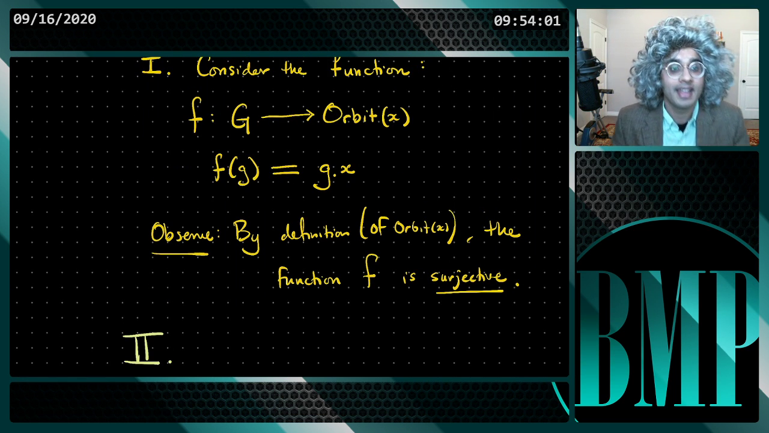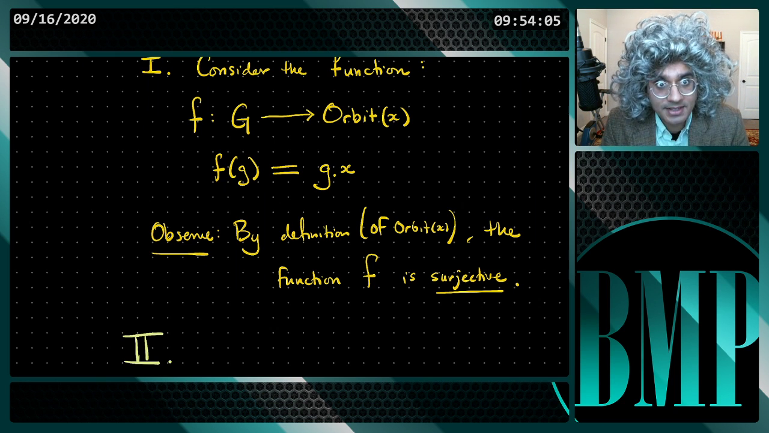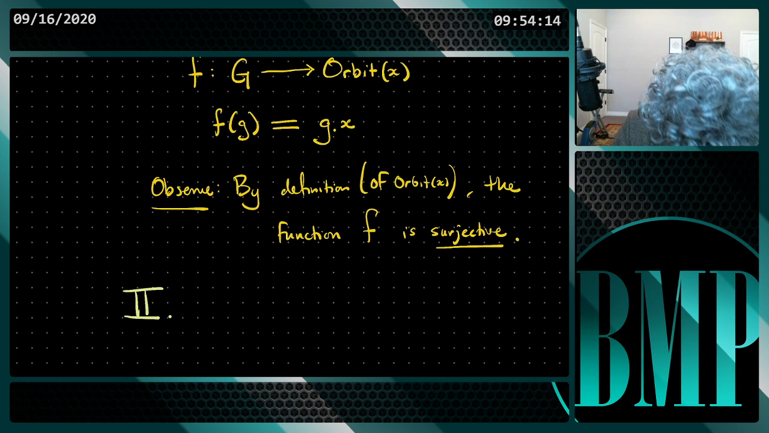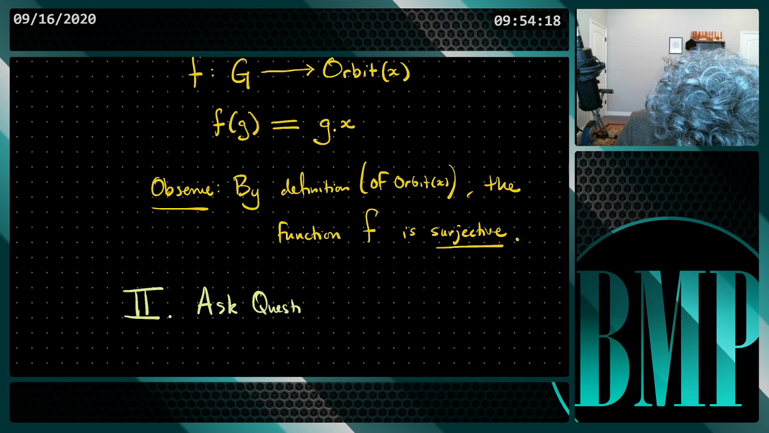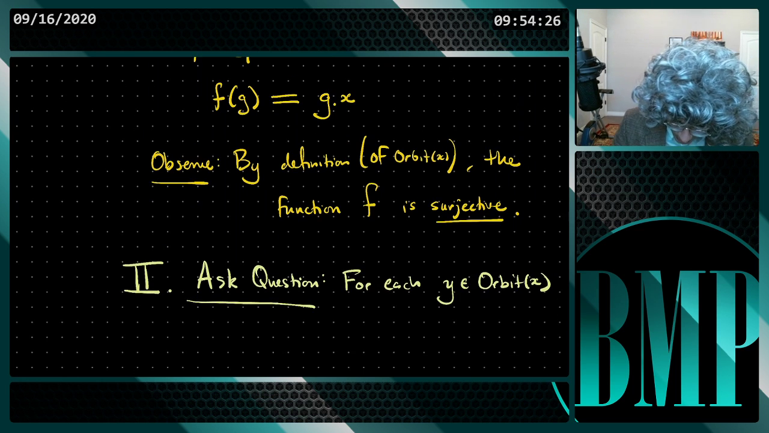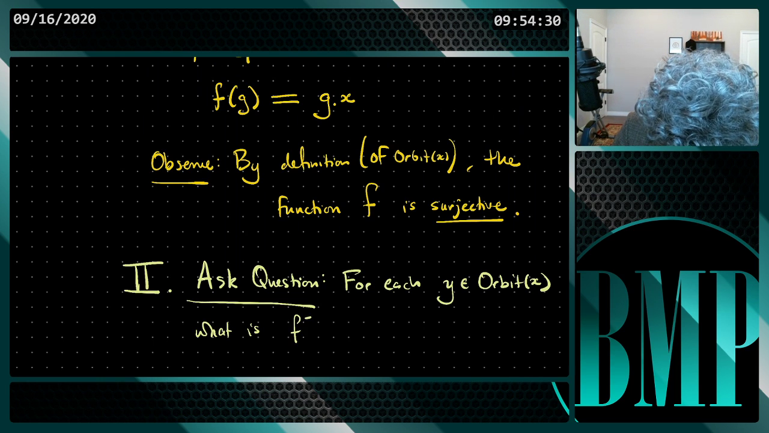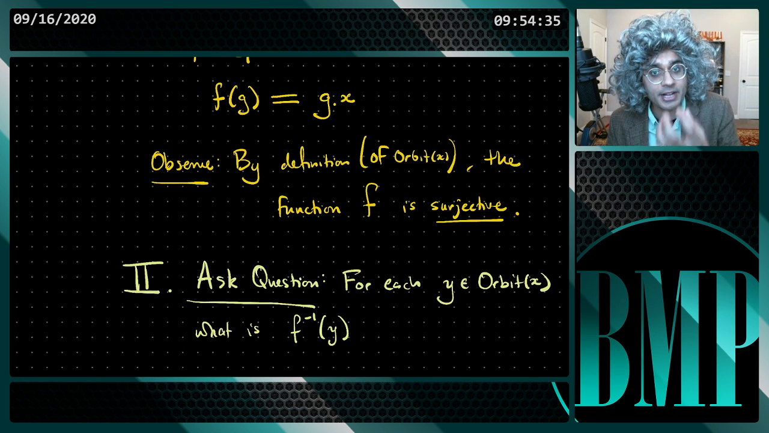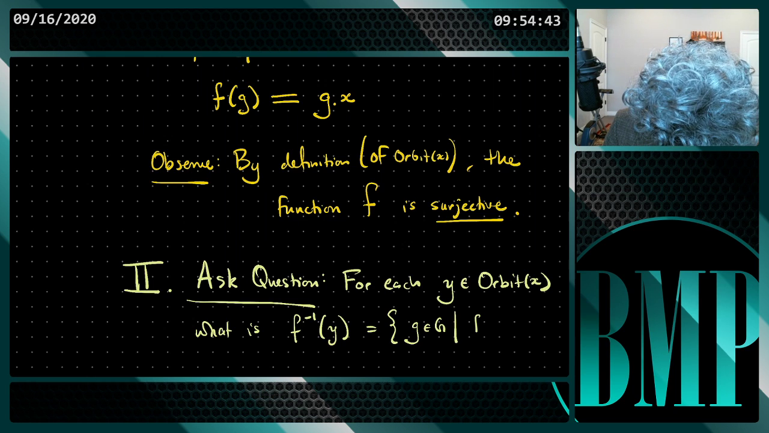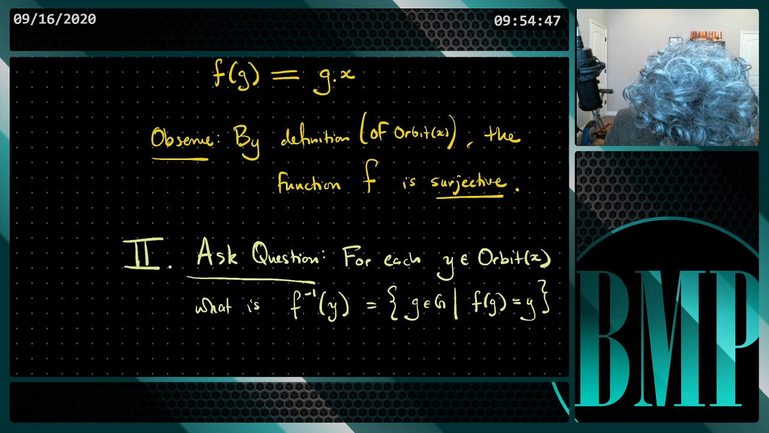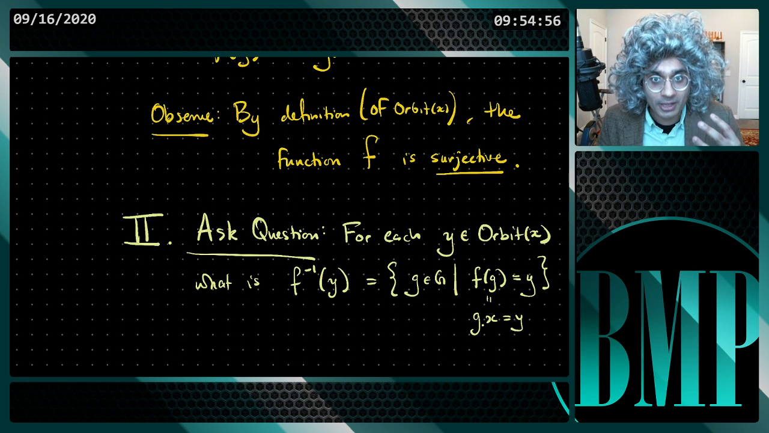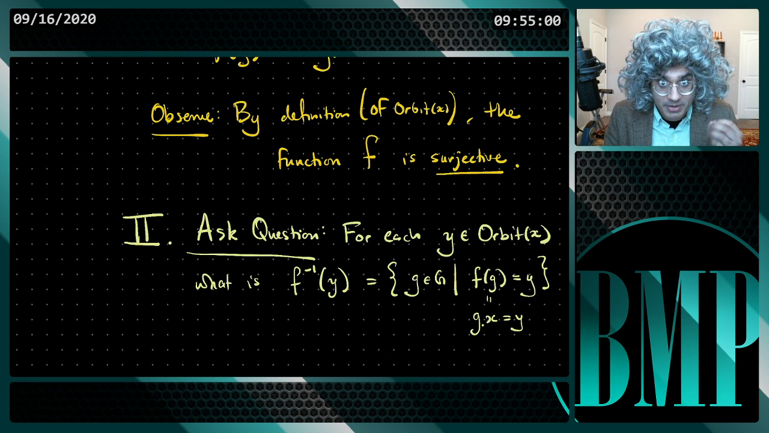Now let's look at different points in the orbit of X, and we'll ask, what are the preimages of points in the orbit of X? So Step 2 is you ask the question: for each element in the orbit, what is the set of preimages, the set of elements that map to it under f? This is the set of G's such that f of G equals Y. But let me unravel that for you: such that G dot X equals Y. It's the set of group elements that, when you hit X by that group element, you end up at this Y.